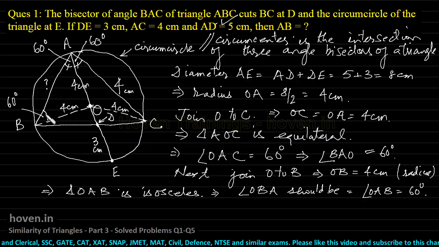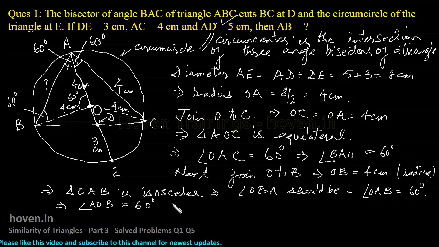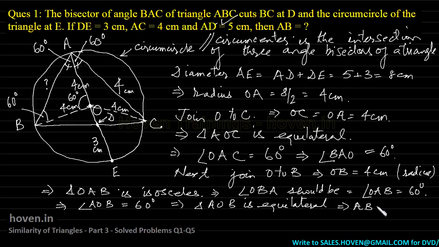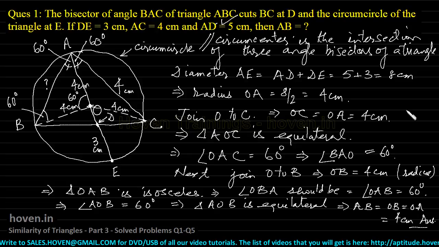Now if two angles of a triangle are 60, the third angle should also be 60 degrees, because only then 60 plus 60 plus 60 would be 180, which implies angle AOB should also be 60 degrees, and which implies triangle AOB is equilateral. This triangle AOB is equilateral, so AB should be equal to any of the other two sides, which implies AB should be equal to OB equal to OA is equal to 4 cm, which is the answer. The whole story is about logical deductions from one step to another. Let us move to our next question, where we will apply the same logical deductions to solve the questions. Let us proceed to our next question now.